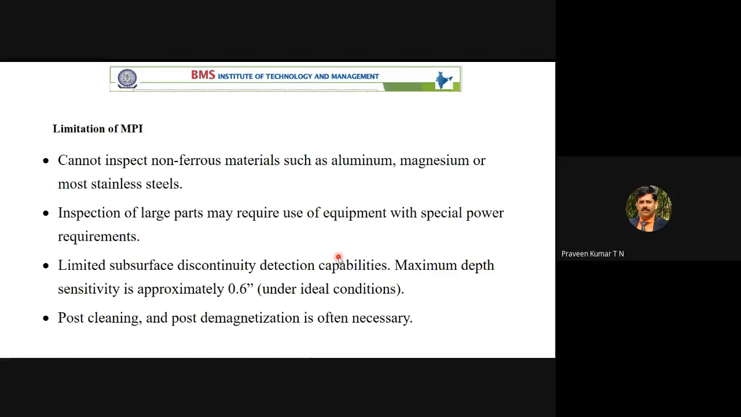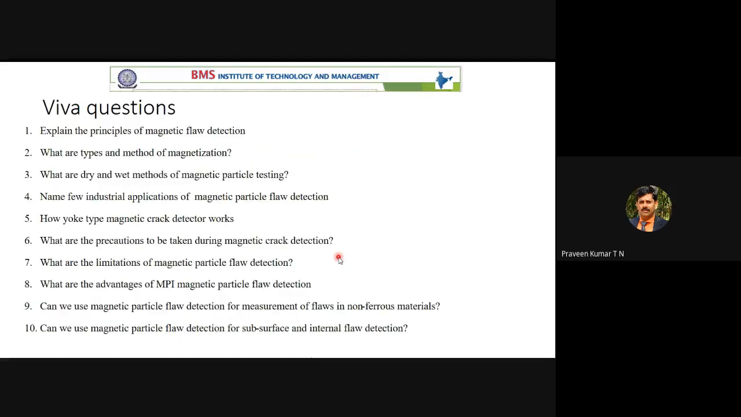That is also required, and cleaning of the powder is also required, because sometimes the surface finish is also very important. Your question, we have already discussed. The principles we have already discussed. There are different types and methods of magnetization. One, we can use a permanent magnet, or we can go for the electromagnetic type.